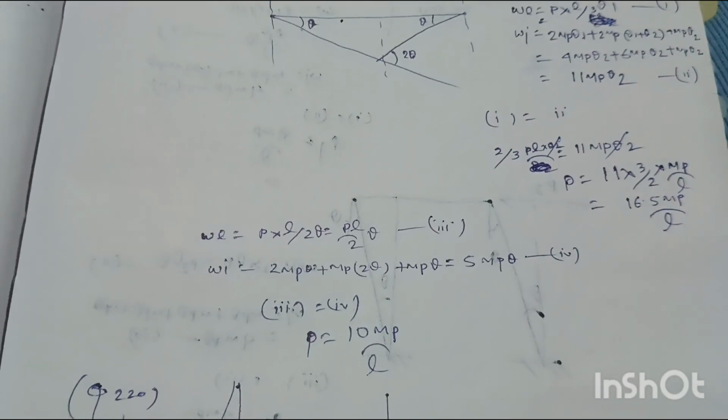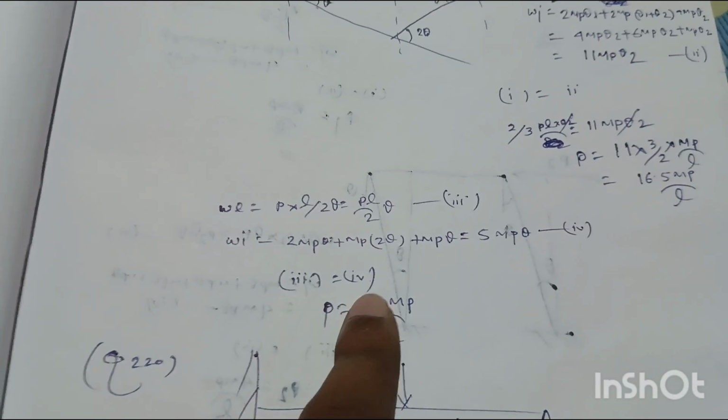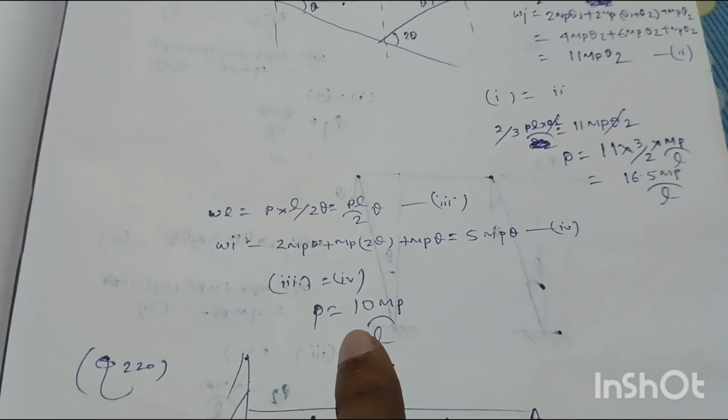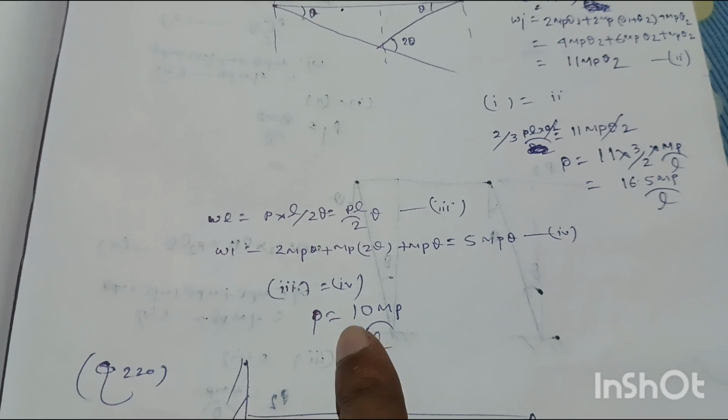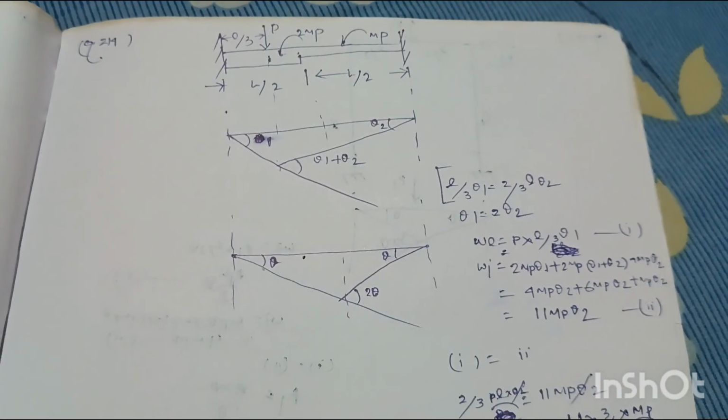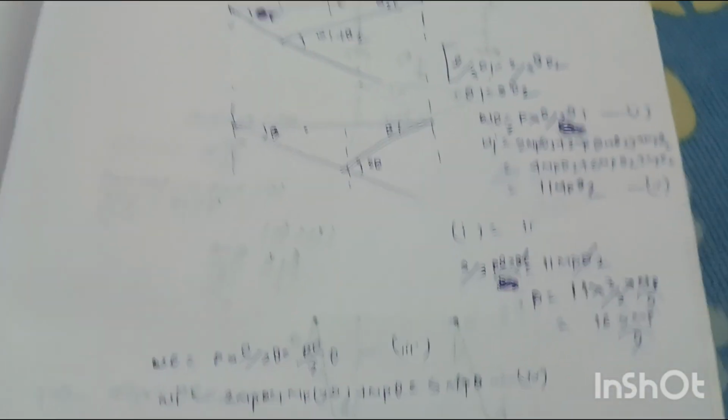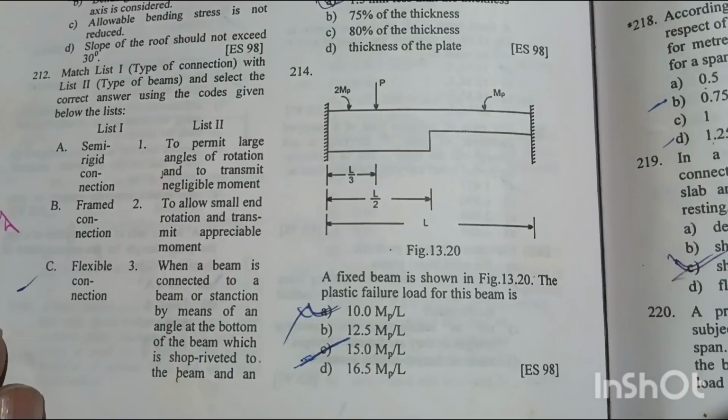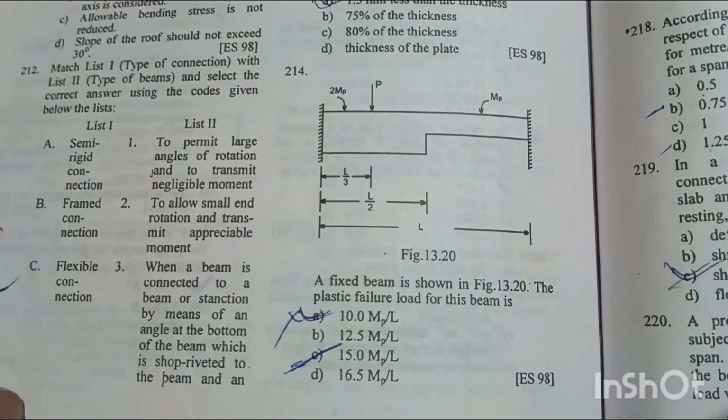By the principle of virtual work, if we equate equation number 3 to 4, we will get collapse load equal to 10 MP by L. So the value of collapse load to be considered is the lowest, that is 10 MP by L. Option A is the right answer.